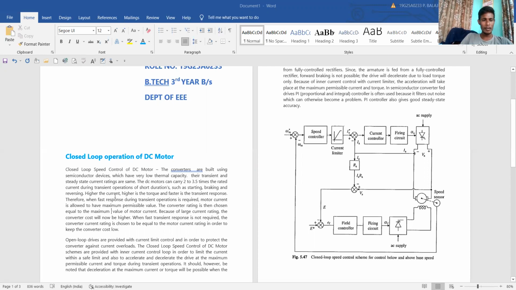Higher the current, higher is the torque, and faster is the transient response. Therefore, when fast response during transient operation is required, motor current is allowed to have a maximum permissible value. The converter rating is then chosen equal to the maximum value of motor current.